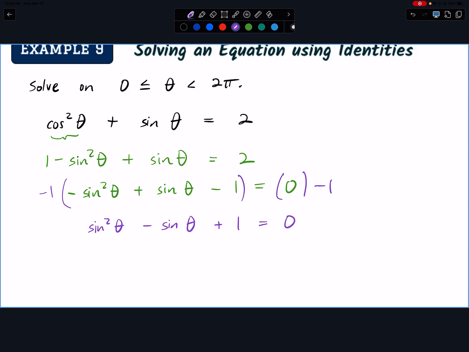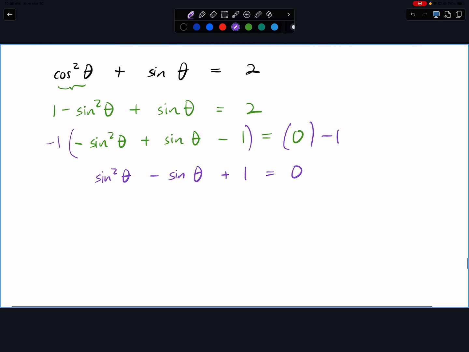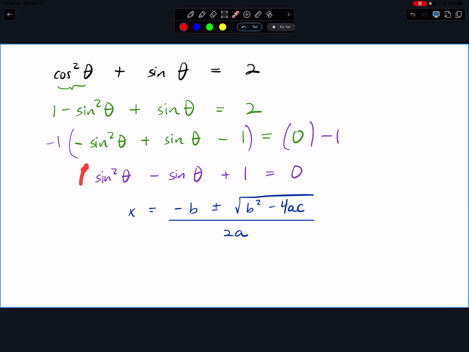This doesn't factor, so I have to use the quadratic formula: the opposite of b plus or minus the square root of b squared minus 4ac, all over 2a. So what's a, guys? What number's right here? 1. What's b? -1. And what's c? 1.